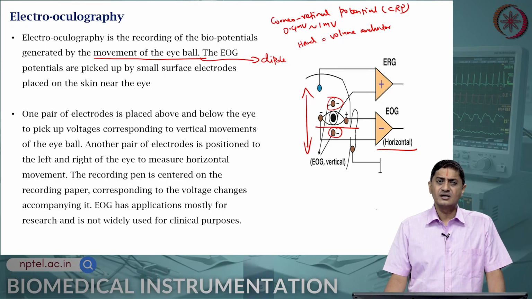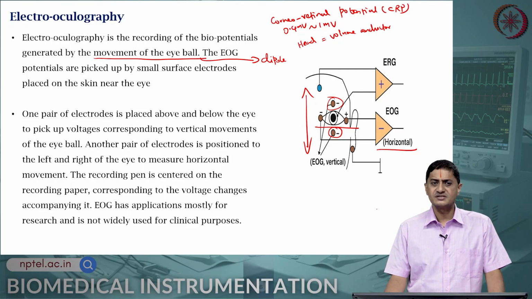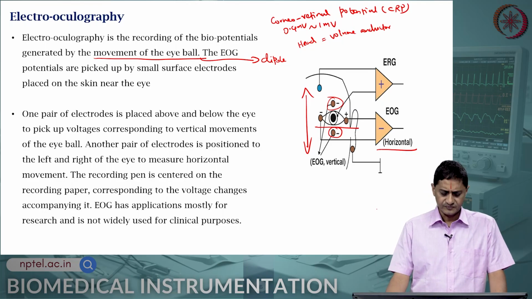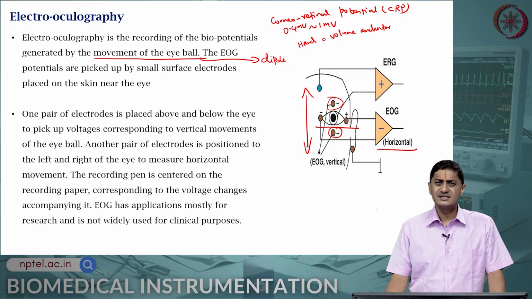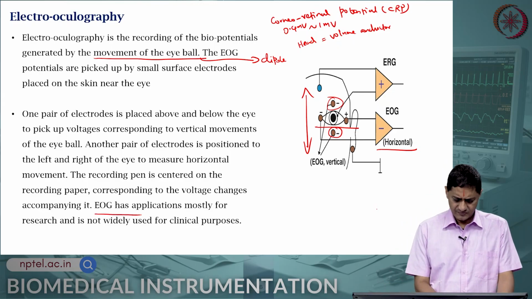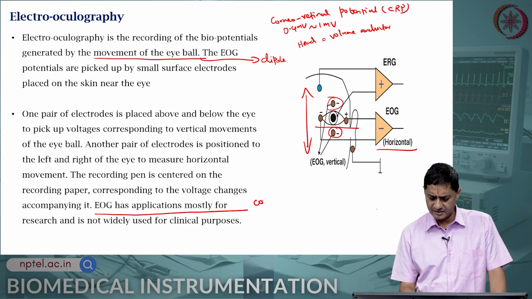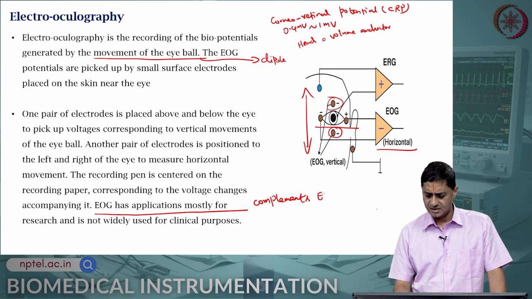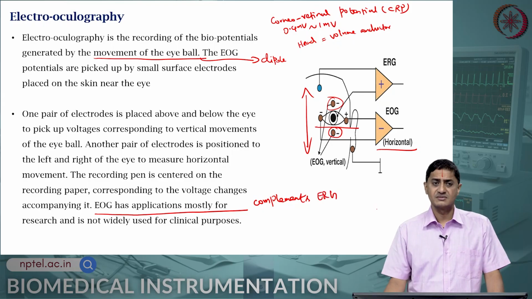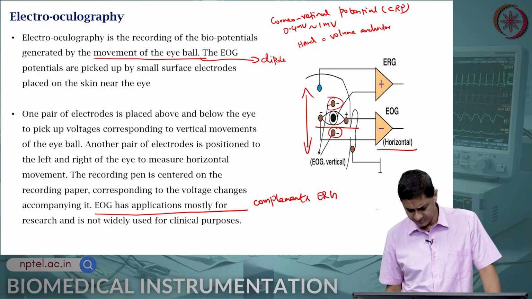And similar to EEG and ECG, you center a recording pen on a recording paper corresponding to the potential changes, right. So, it is less widely used for clinical purposes. It usually is a complement for ERG and other visual measures, but is not used as a standalone test by itself, something to keep in mind.